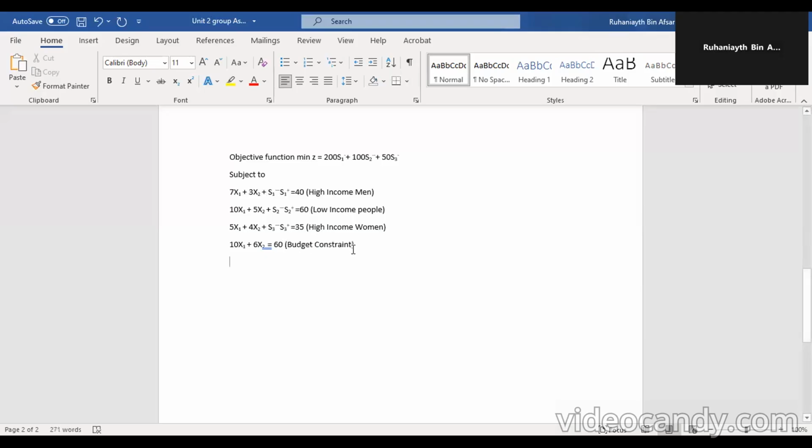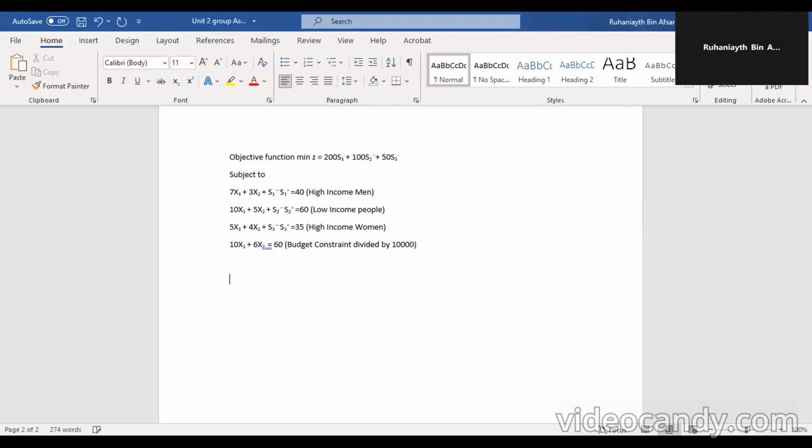Perfect. Which is obviously in millions, in which we divide the constraint by 10,000.